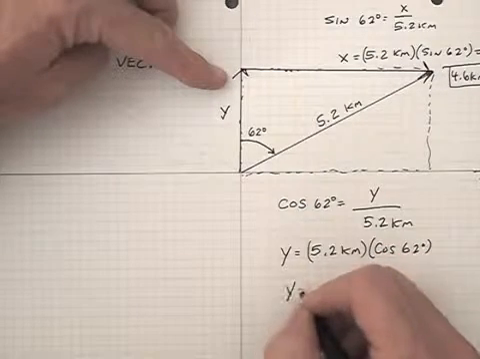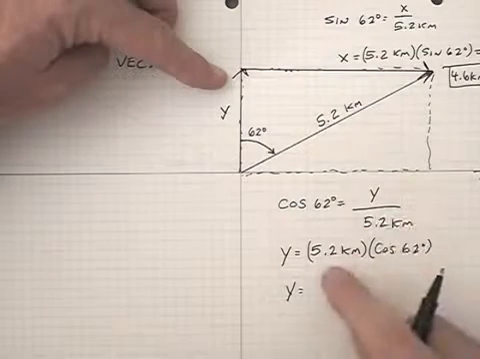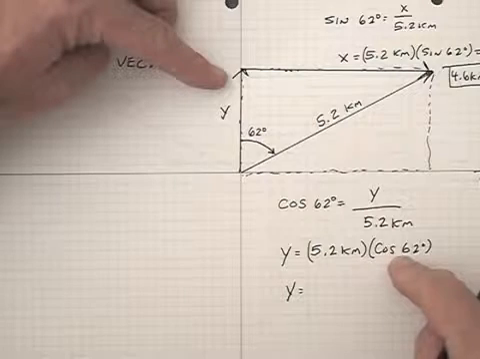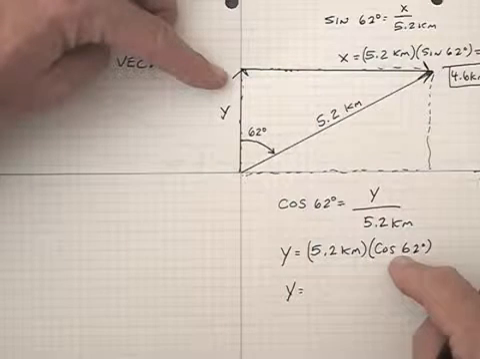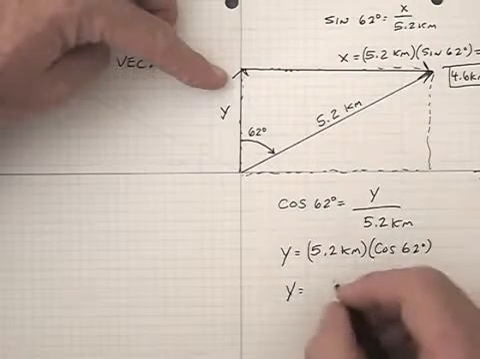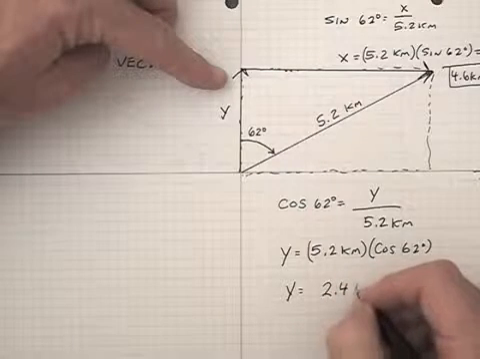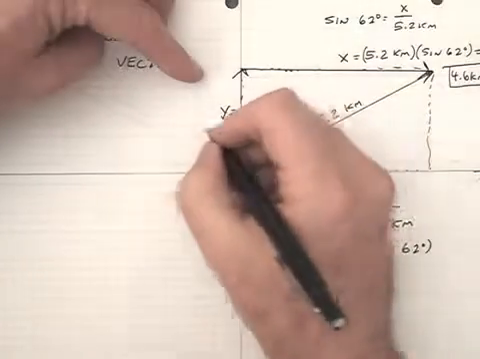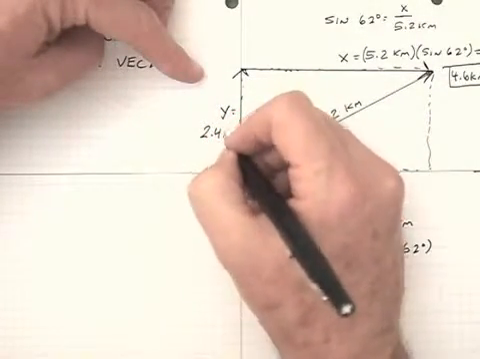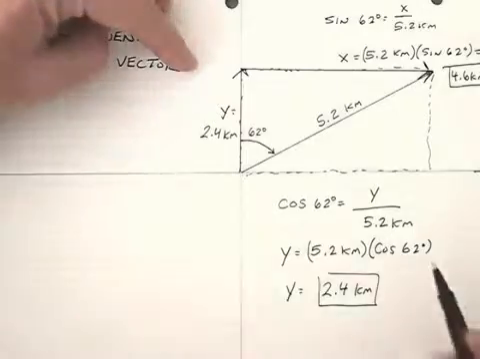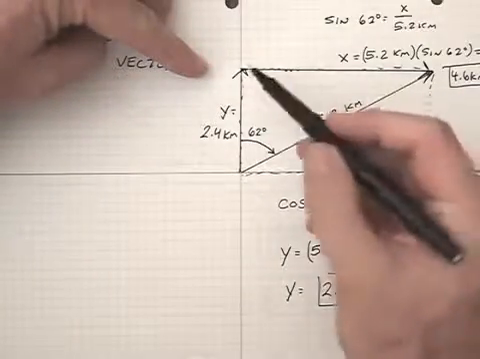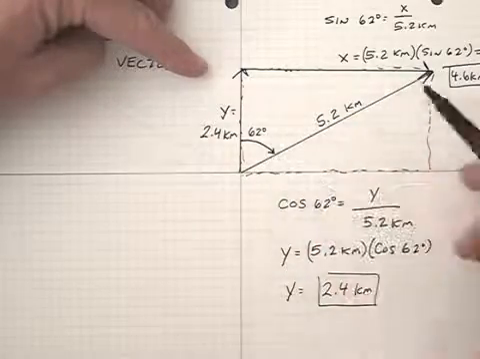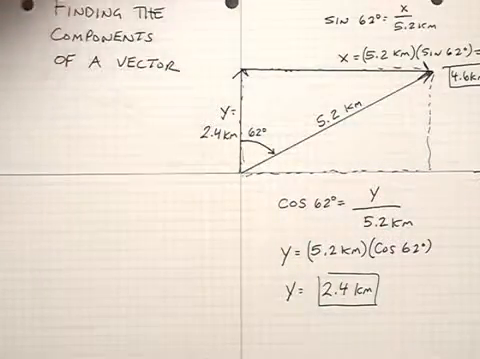So with the help of my calculator, I can see that 5.2 kilometers multiplied by the cosine of 62 degrees is 2.44, which rounds off to 2.4 kilometers. So the y component is 2.4 kilometers. And you can see that the y component and the x component are two vectors which, when they are added head to tail, give the original vector, and that's the way to check your work.